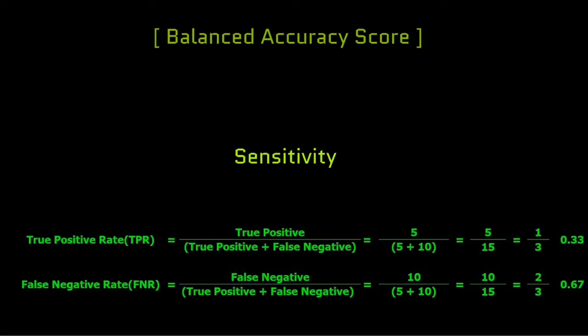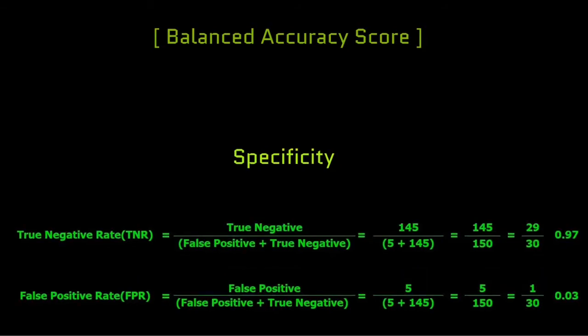Apart from the sensitivity score, let us understand what false negative rate means. False negative rate indicates how many cases were incorrectly classified as negative within the total number of positive and negative cases. For our cancer detection example, false negative rate indicates the proportion of patients who actually have cancer but are diagnosed incorrectly as healthy, which is 2/3, or 0.67. The sum of true positive rate and false negative rate is always 1. The other important score is specificity. Let us understand what specificity means.